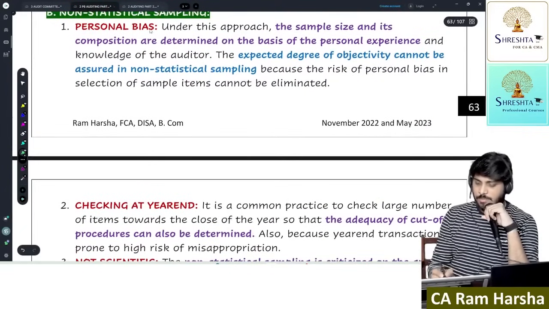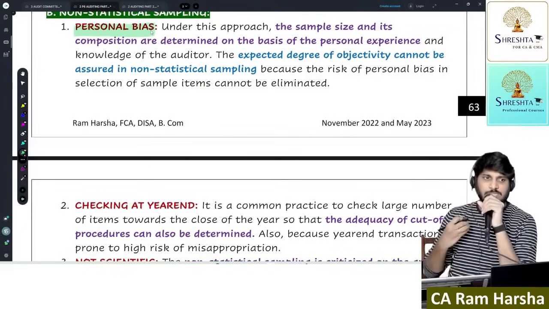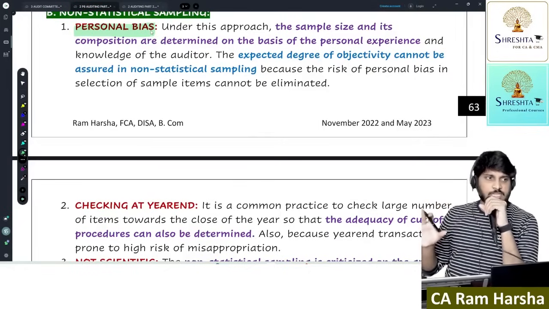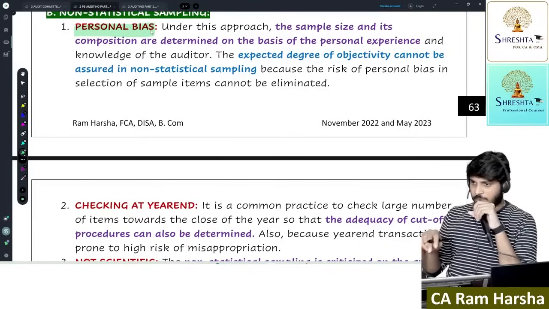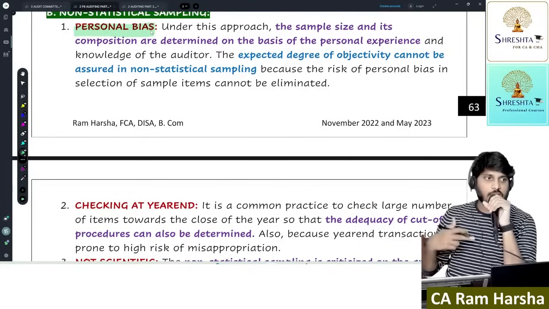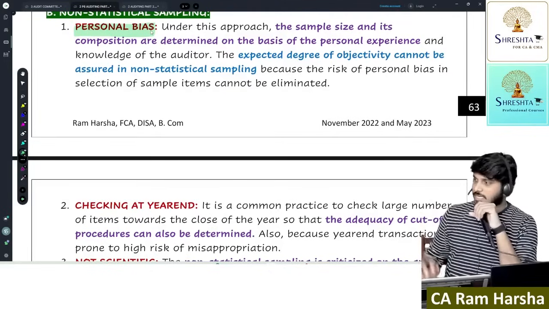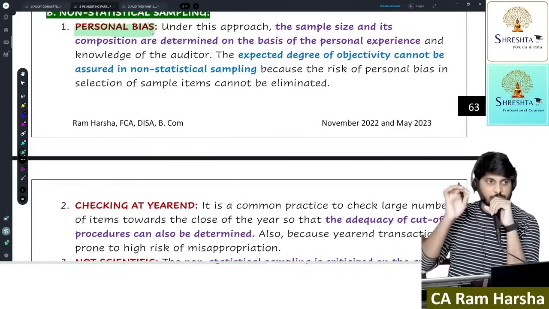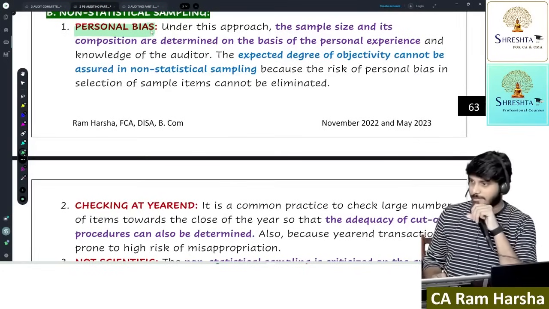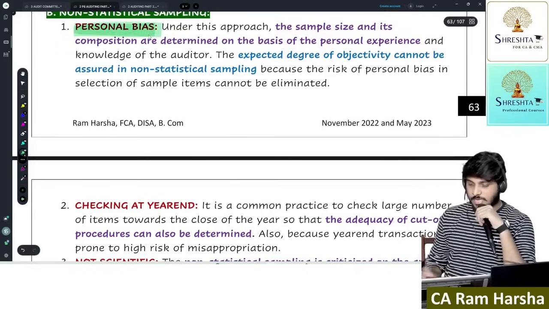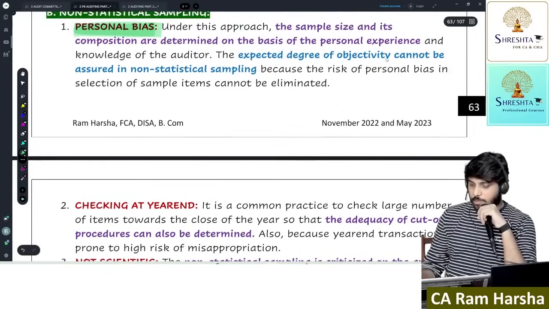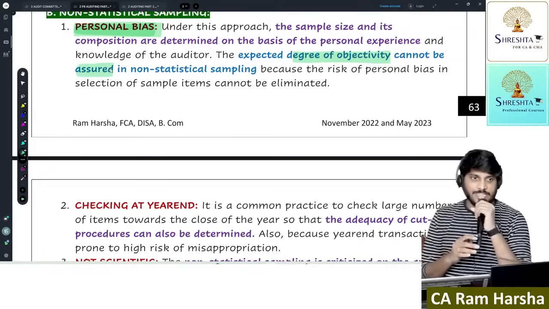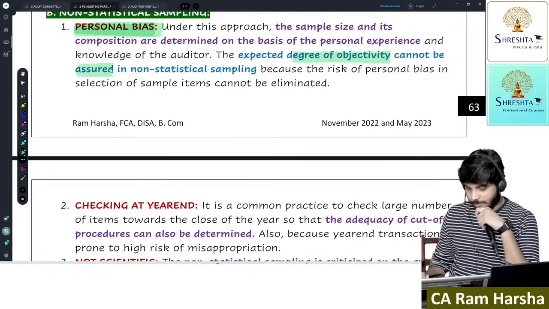Whereas in non-statistical sampling, the sample is selected based on personal bias. When I am selecting a sample unbiased, what does it mean? I am not looking at the item in the population when I am selecting. That's called unbiased selection. Biased selection means I will be looking at the item in the population and selecting it specifically for some reason. That is called personal bias. So the degree of objectivity cannot be assured. How far you are independent in selection cannot be assured in non-statistical sampling.